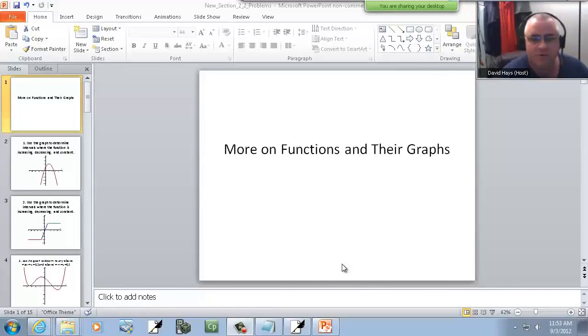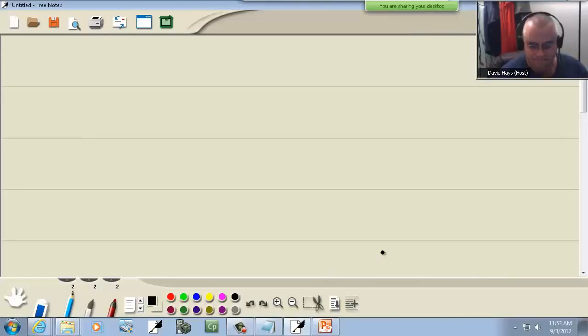Let's take a look at more on functions and their graphs. And the first thing we're going to take a look at is increasing, decreasing, and constant.